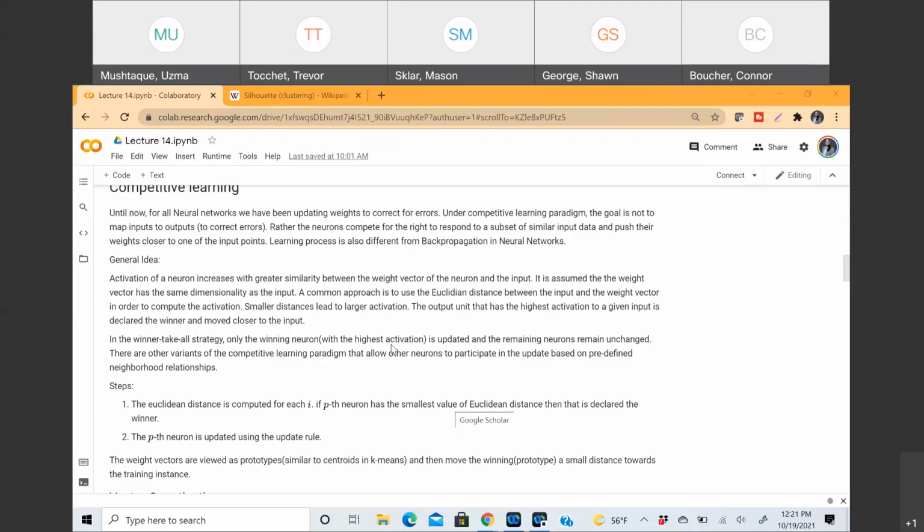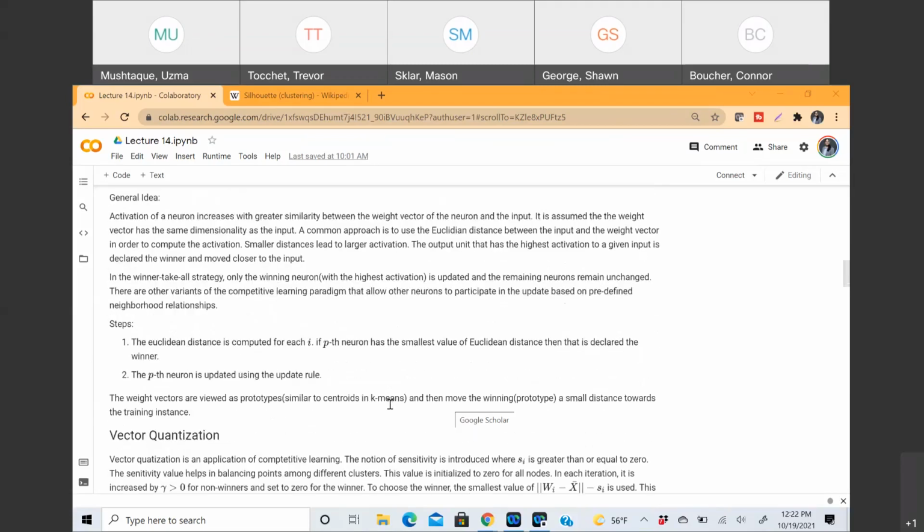And the winner is the one that gets updated, and not everything like in a feed-forward neural network or any other neural network you've seen. We train the network using backpropagation, and we update almost every neuron. In competitive learning, that's not the case. We are not going to update everything. We are just going to update some selected neurons. And the update is going to happen based on how close those neurons are in some way to your input. And that's the idea.